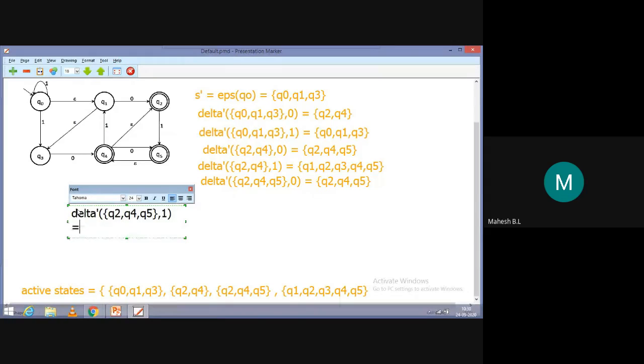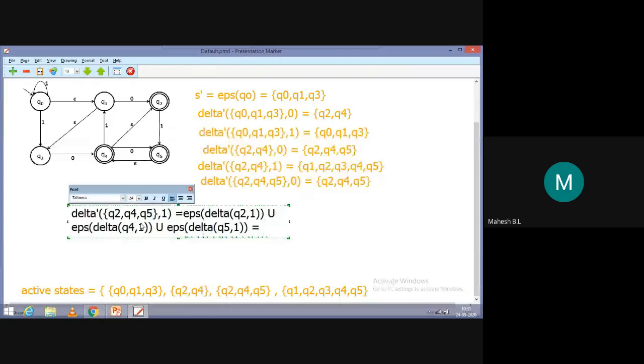This one has to be computed: Q2, Q4, Q5 on 1, which is nothing but epsilon of delta of Q2, 1 union epsilon of delta of Q4, 1 followed by union of epsilon of delta of Q5, 1. So what is it?